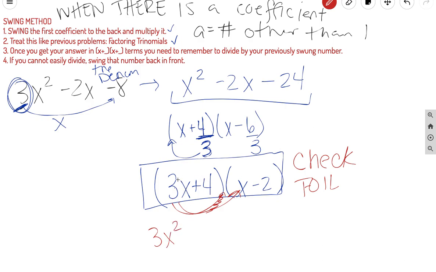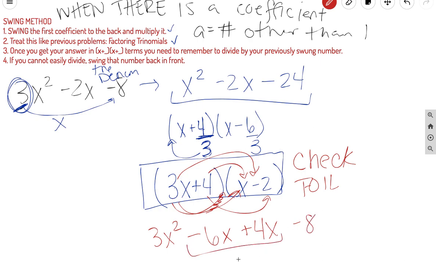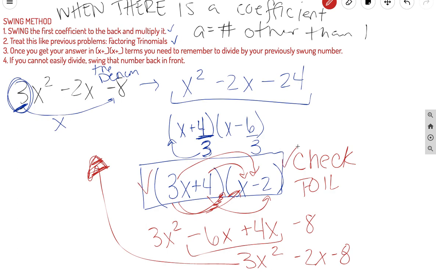3x times negative 2 gets me negative 6x. 4 times x gets me 4x. Last, 4 times negative 2 gets me negative 8. We can combine our middles, so we get 3x squared minus 2x minus 8. And does that get me my original problem? It does. So we know that this has to be the correct answer.